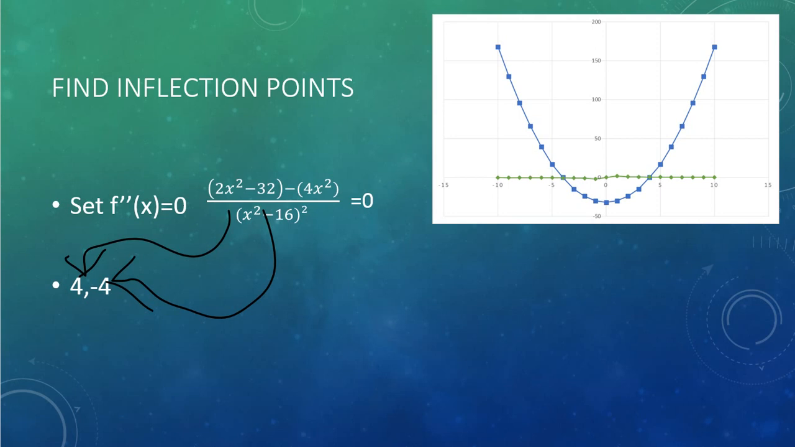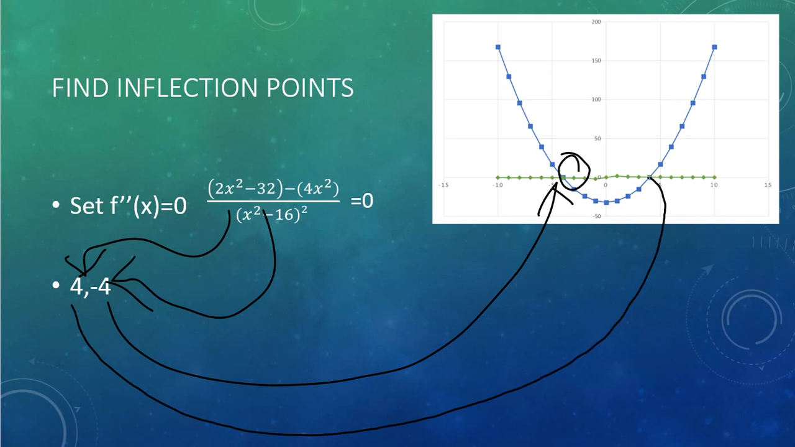And these inflection points basically show you where your graph is changing direction. So as you can see, negative 4 is shown right here on the graph, and 4 is shown right here on the second derivative graph. Now also on this graph, anywhere where your second derivative graph is below the x-axis in this area, that means that it's decreasing.